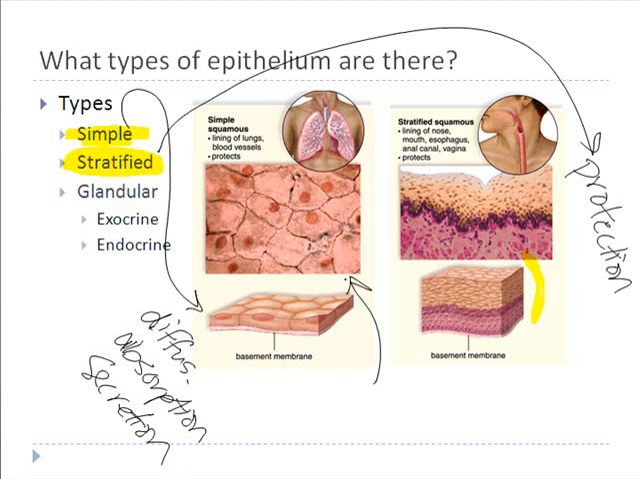Now this picture here, by the way, is showing you a layer of simple squamous epithelial cells, and I hope you can see from that picture that those cells, looking at them from above, do indeed look like a bunch of fried eggs side by side in a pan.